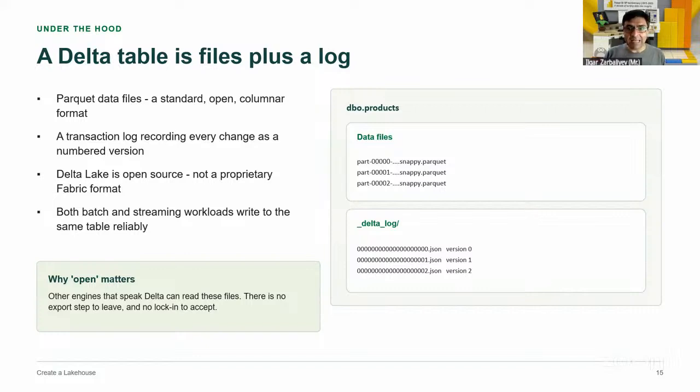Second, and this is the whole trick, a transaction log. That's the delta log folder. Every change ever made to the table is just recorded as a numbered version. Version 0 is the original write. Version 1 is whatever you did next. That's it. So that's the entire innovation: files plus a log of what happened to them.